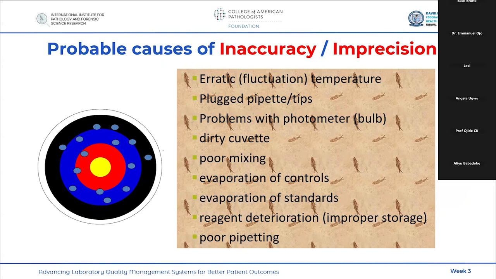For most of the analyzers, we have what is called the pipetting system. For the robotic parts, you see there are some pipettes that aspirate sample, so you want to see that they are not plugged. And then I also have to talk about the issue with the pipette that is manually operated. You see a case where the pipette is not calibrated, so it could either over dispense or under dispense.